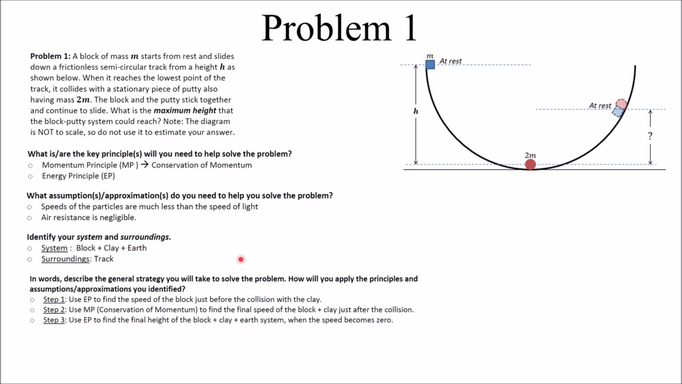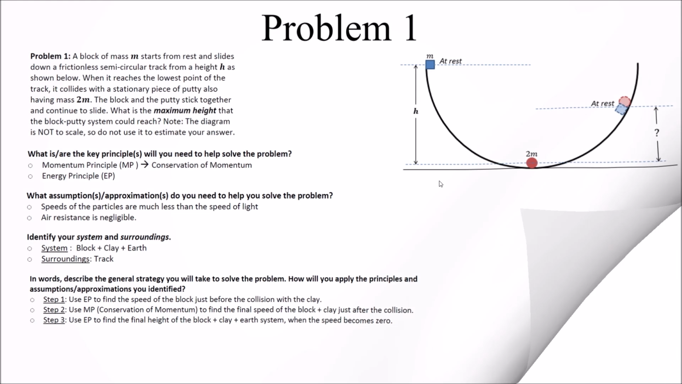And then step 1, what we'll do is we'll use the energy principle to figure out what's going on before the collision, and then we can use the conservation of momentum to find what's going on during that collision and just after. And then we can use the energy principle again to figure out what's going on when the speed becomes 0 for that maximum height. That's the general idea of how we're going to solve this problem.